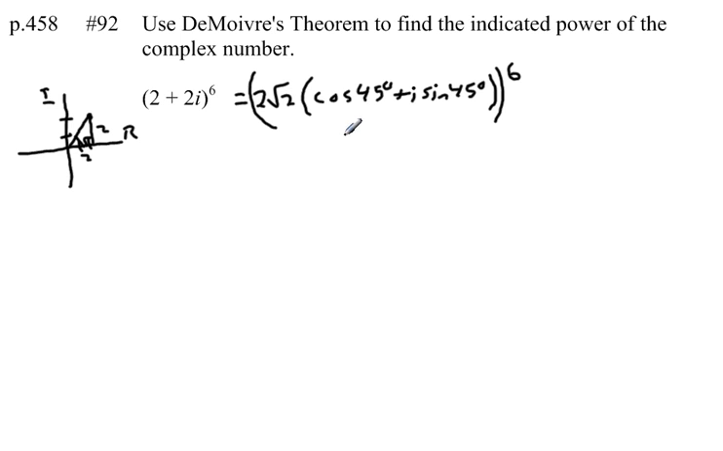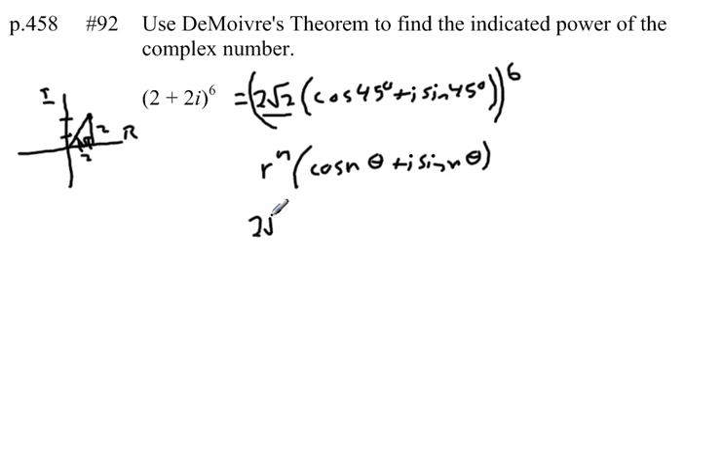Now, de Moivre's theorem tells us that to take any complex number to a power, what we can do is take the r part to that power. So de Moivre's theorem looks like this: r to the n power, times the cosine of n times your angle theta, plus i times the sine of n times theta. So let's do that.